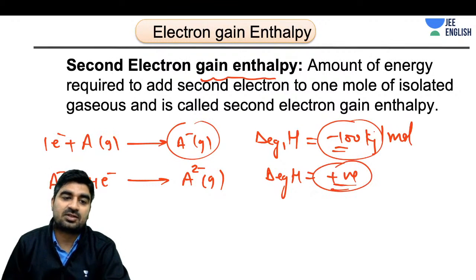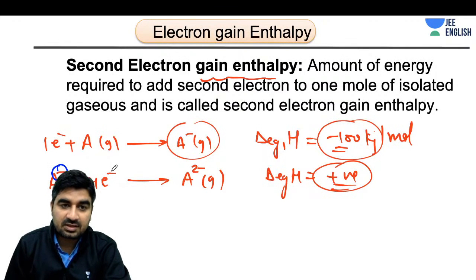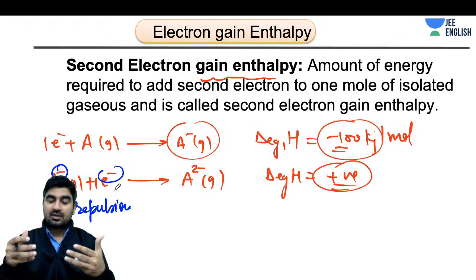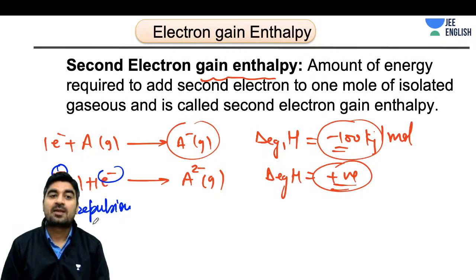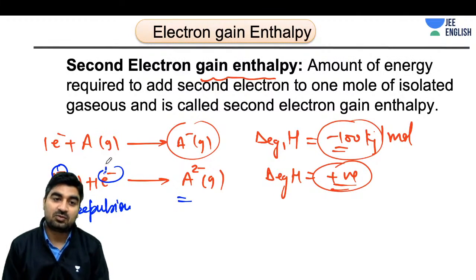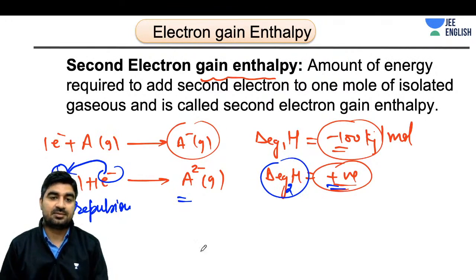And why is this positive? Can you tell me? Now I will tell you. This is negative, so there will be repulsion, right? So the electron will not be gained automatically. In that case, what do we have to do? In this case, we have to forcibly add it. So we have to provide the energy. So we call it second electron gain enthalpy.